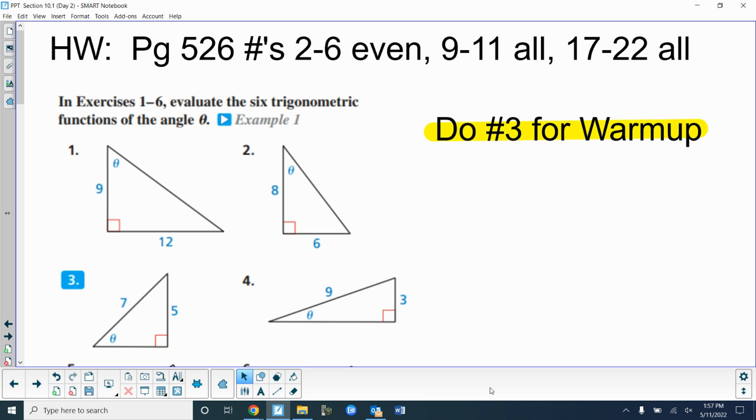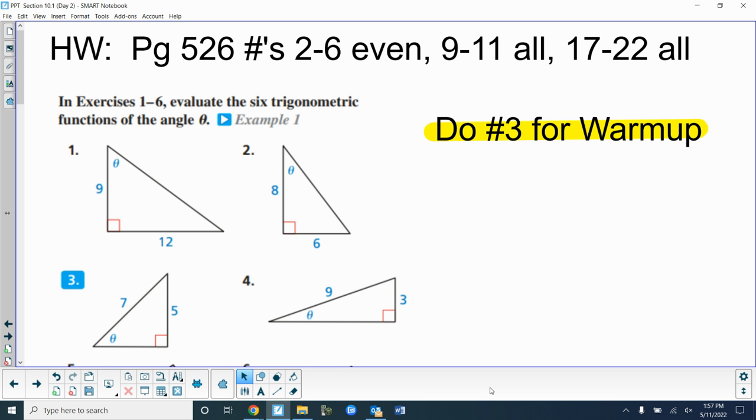Number 9, cosine 6 over 11. Tangent 7 over 12. Cosecant 11 over 7. Secant 11 over 12. Cotangent 6 over 7. Number 10, sine is 8/15. Cosine is the square root of 161 over 15. Tangent is 8 times the square root of 161 over 161. Secant is 15 times the square root of 161 over 161. Cotangent is the square root of 161 over 8.